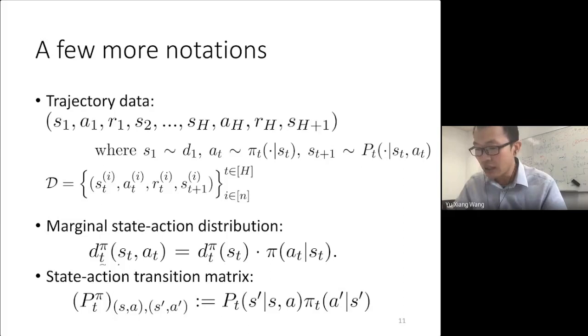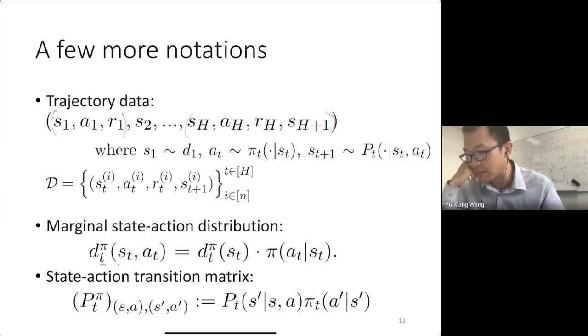There are a couple more notations. When I talk about the trajectory, it's a sequence of triplets in the form of state, action, reward. State, action, reward. Quadruplets actually, if you are repeating the s_2.